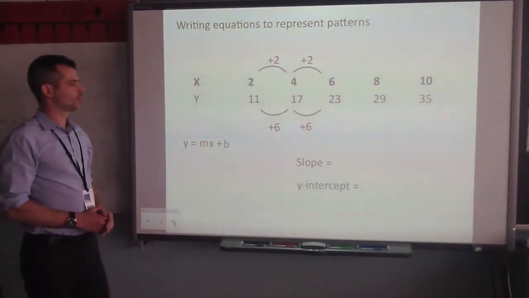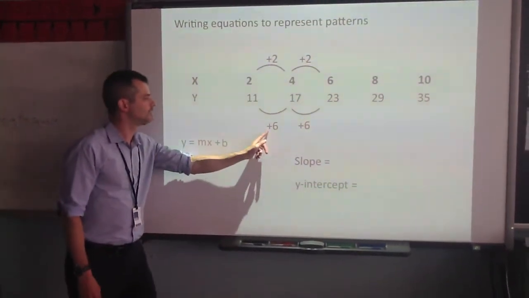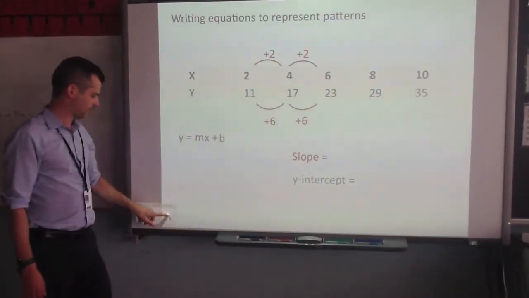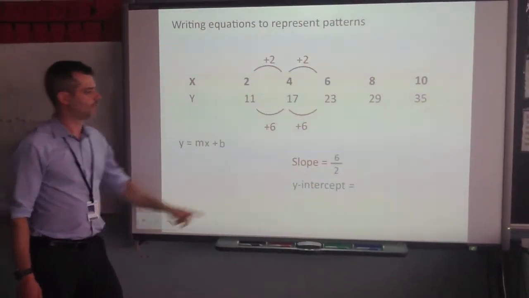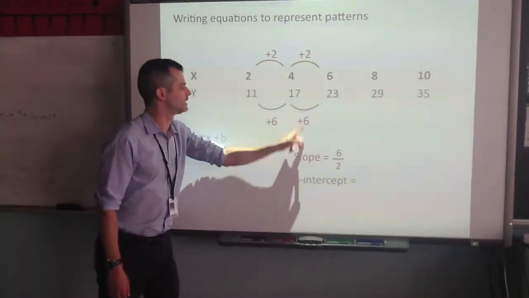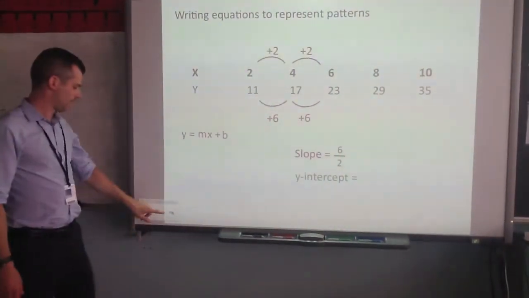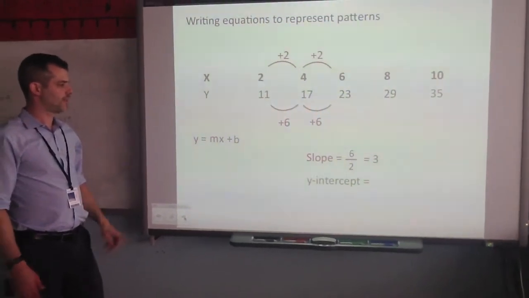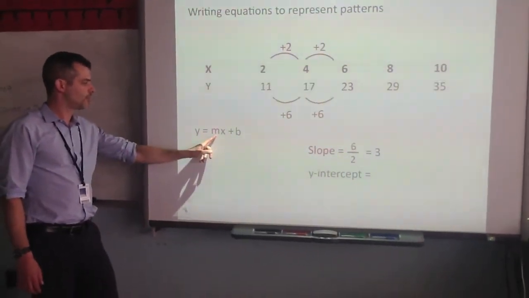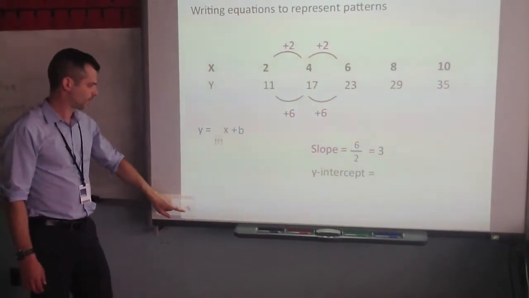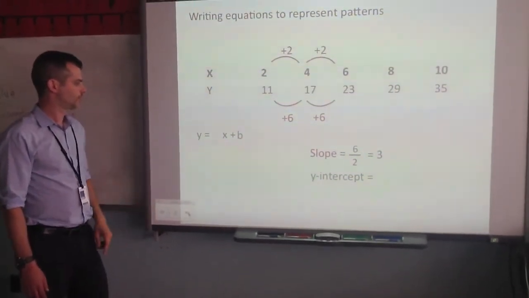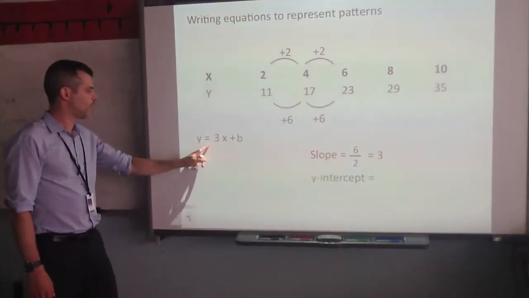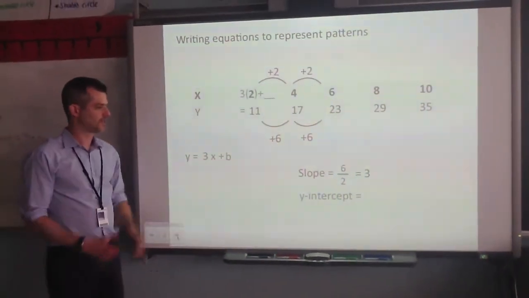So I have a change in x, that is 2, and a change in y, that's 6. Remember, our slope is the change in y divided by the change in x. So under slope here, I'm going to put 6 divided by 2. 6 divided by 2 gives me my slope. That will simplify into 3. Now, since that's my slope, that's going to go right here in the equation. Okay, so I have y equals 3x plus b.